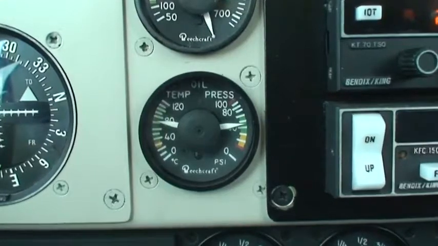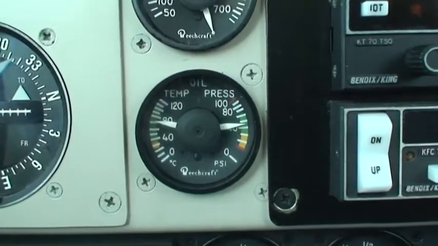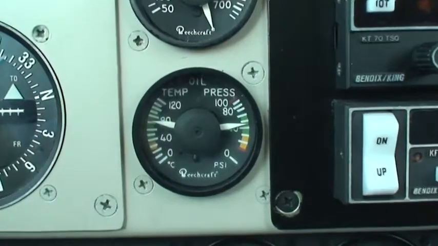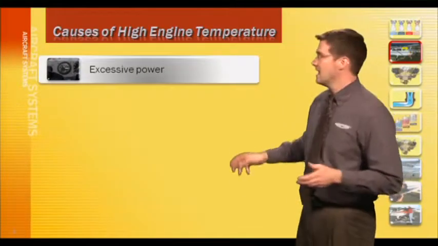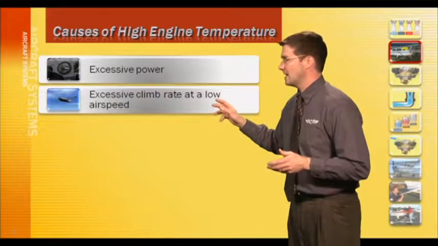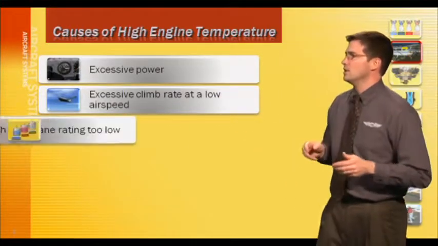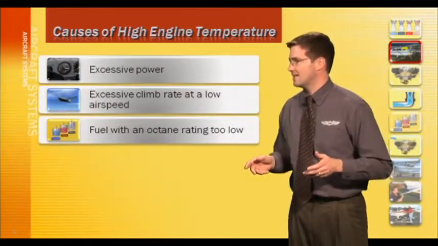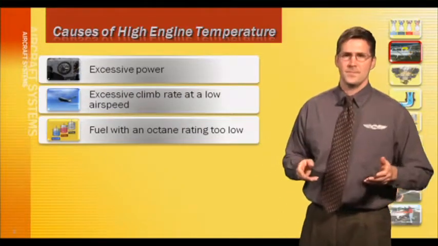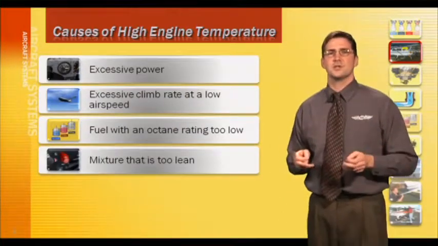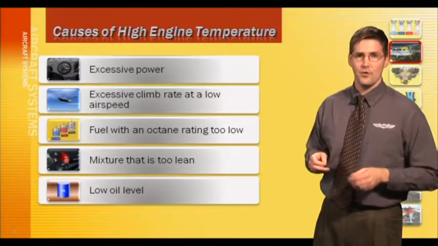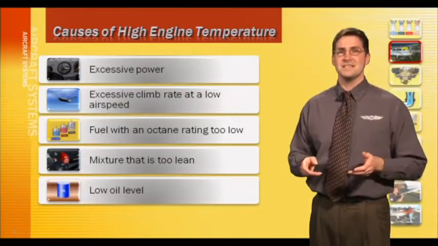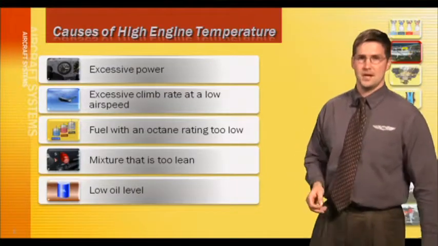so the pilot can determine if the temperature is dangerously high. Now, high engine temperatures can be caused by any of the following conditions: operating with too much engine power, an excessive climb rate at too low an airspeed, using fuel with an octane rating that is too low for the engine, operating with a fuel mixture that is too lean, and finally, operating the engine with a low level of oil. Correcting any of these situations may lower the engine temperature.